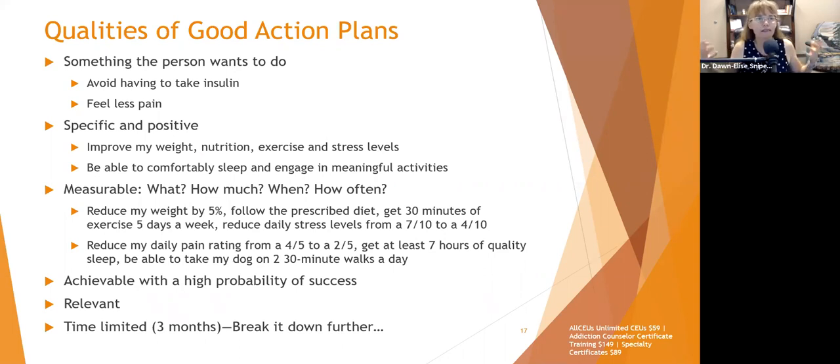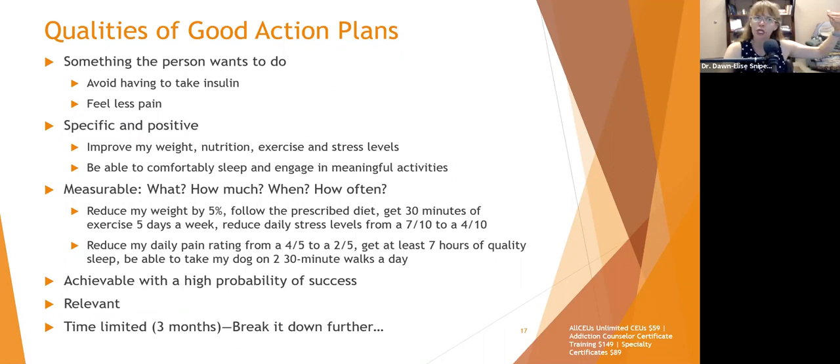Not necessarily what your clients would choose, but that gives you an idea of specific and measurable. These are achievable with a high probability of success. The goals that we're having them do, like for this person, reducing their weight, following the prescribed diet, getting exercise, that's relevant to them not having to take insulin. If they do those things, then they're likely going to get in a better condition where they may not have to take it. And time limited.